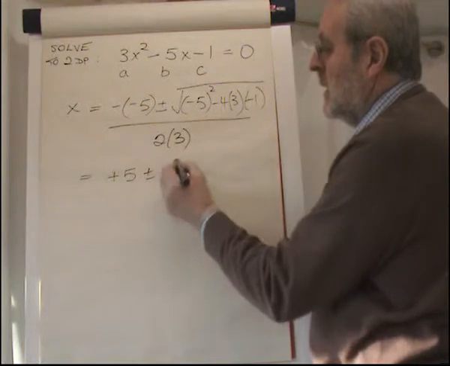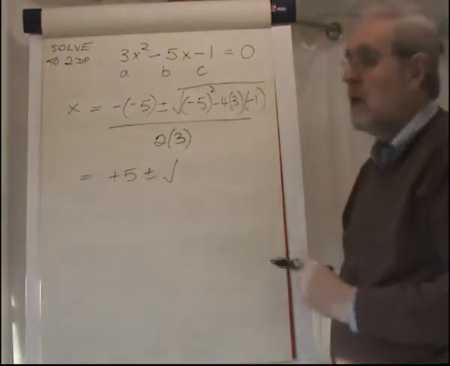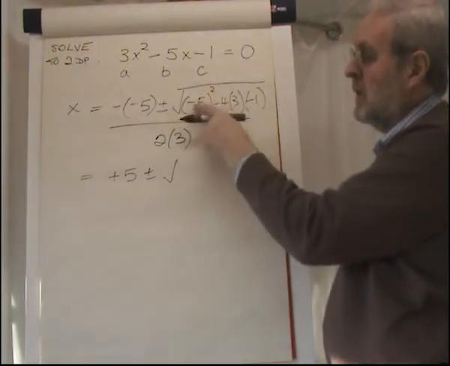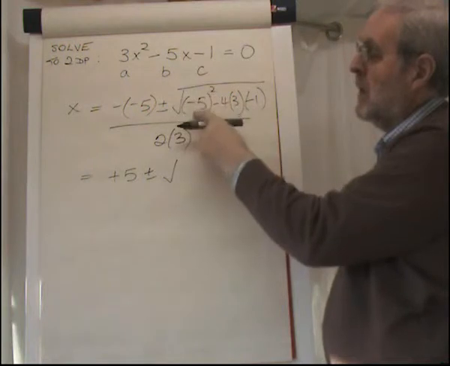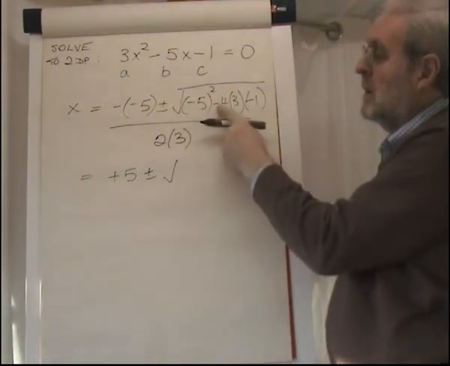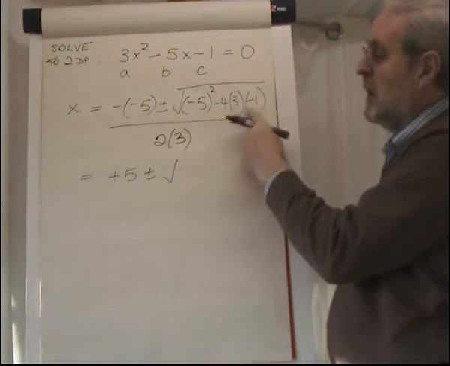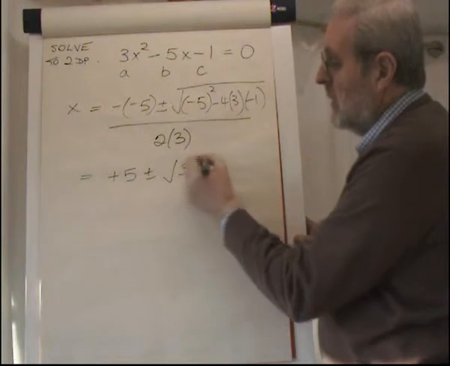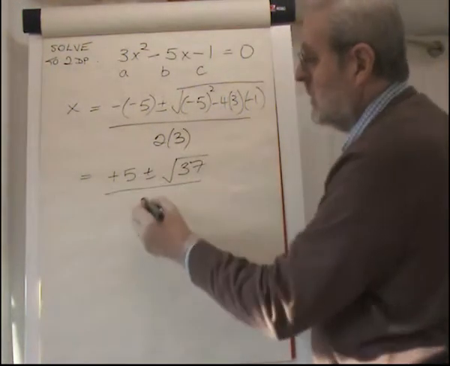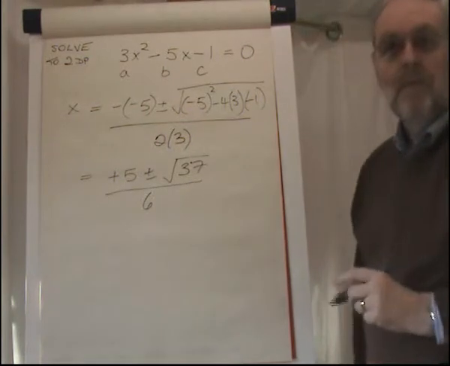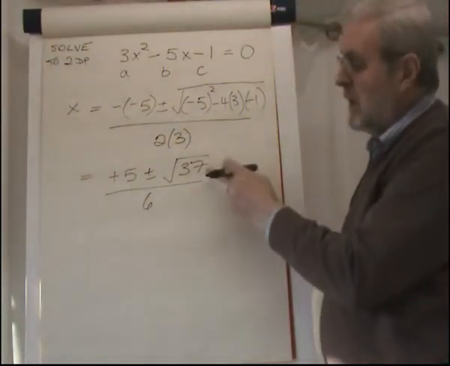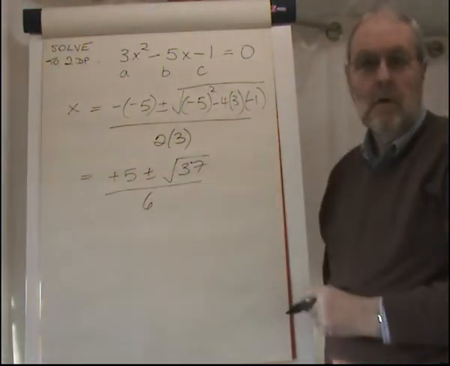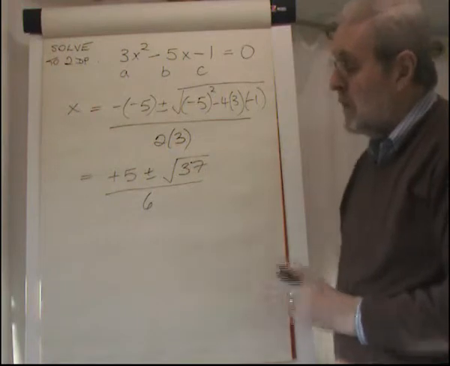and I clear these terms here. Now what I've got here is, I could use a calculator for this, but I'll do it without. -5 squared is +25, and minus 4 times 3 times -1, there's an extra 12 there to be added on. So I'm going to have +5 plus or minus root 37 all over 6. You don't have to do that, as I said, but I think this makes it easier to input to your calculator. So now I've got 2 answers.